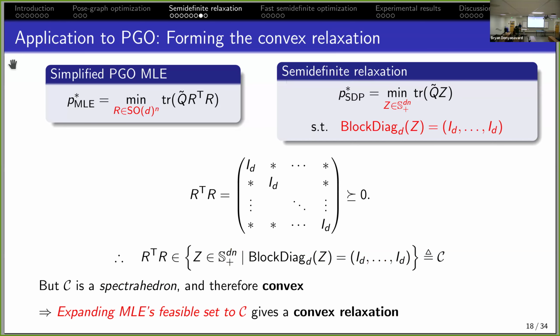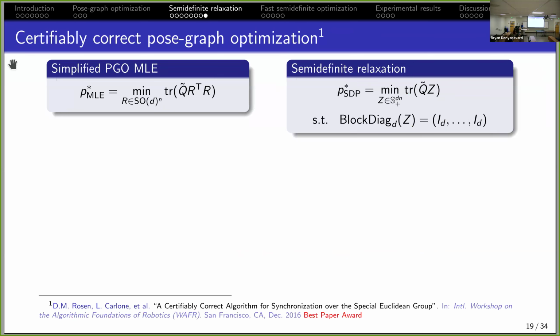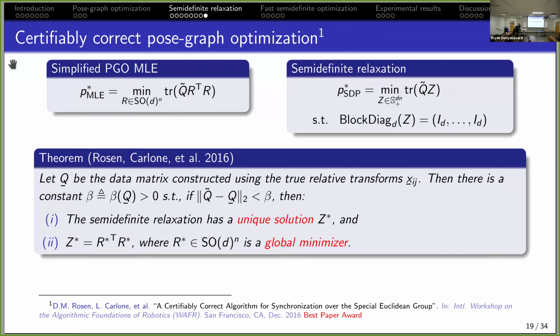Okay, so what we have then is our original simplified PGO problem, and our relaxation on the right. Why are we interested in this particular relaxation? We are interested in this particular relaxation because of the following theorem. So this is the main result from our initial paper on this, which was published in WAFR in 2016. There's a bit of text here, so I'll just walk you through this. What this result says is that this matrix Q is a data matrix that is parameterized by the relative motion estimates between edges of my graph.